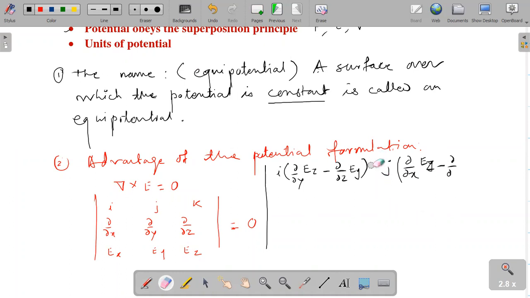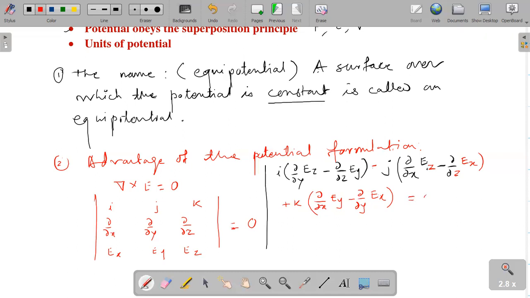You can directly take the minus sign. You can take plus or minus, but if you are taking the plus sign, then you should change that component of E. Therefore, this is your minus sign. Dear student, this is your Z. Ez minus, see, J of what? J, del by del X of Ez minus del by del Z of what? Can I write Ex? Yes, sir. Plus K in bracket del by del X of Ey minus del by del Y of Ex. Is it correct? Yes, sir.